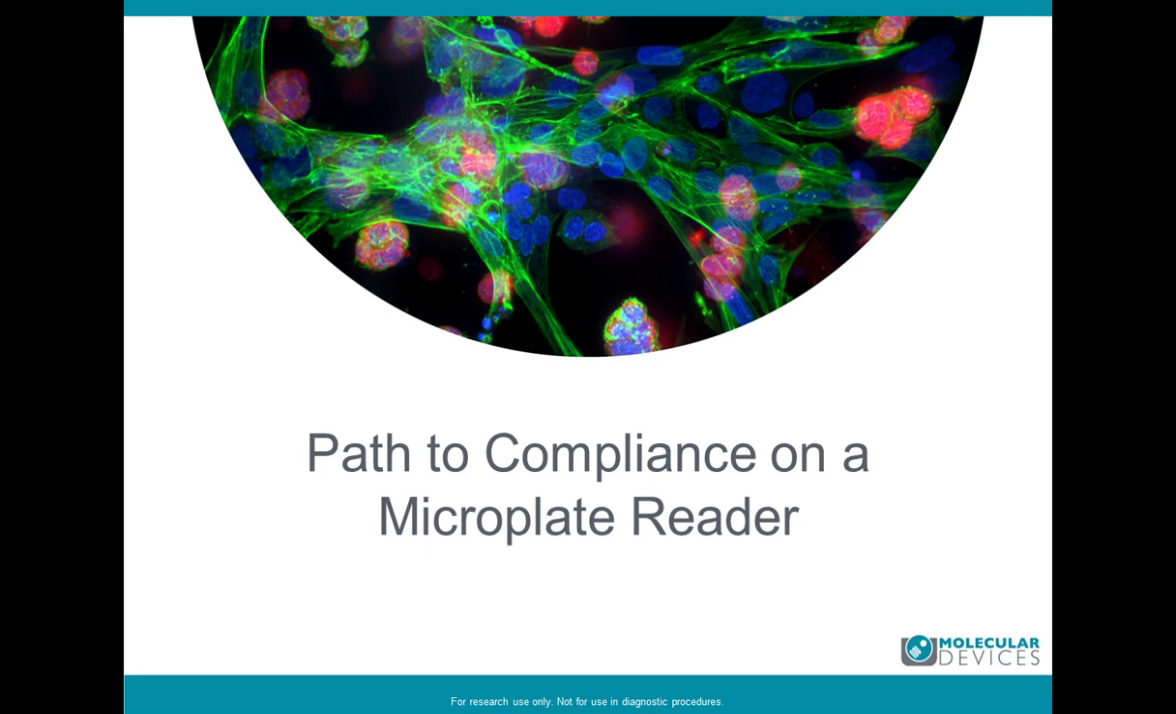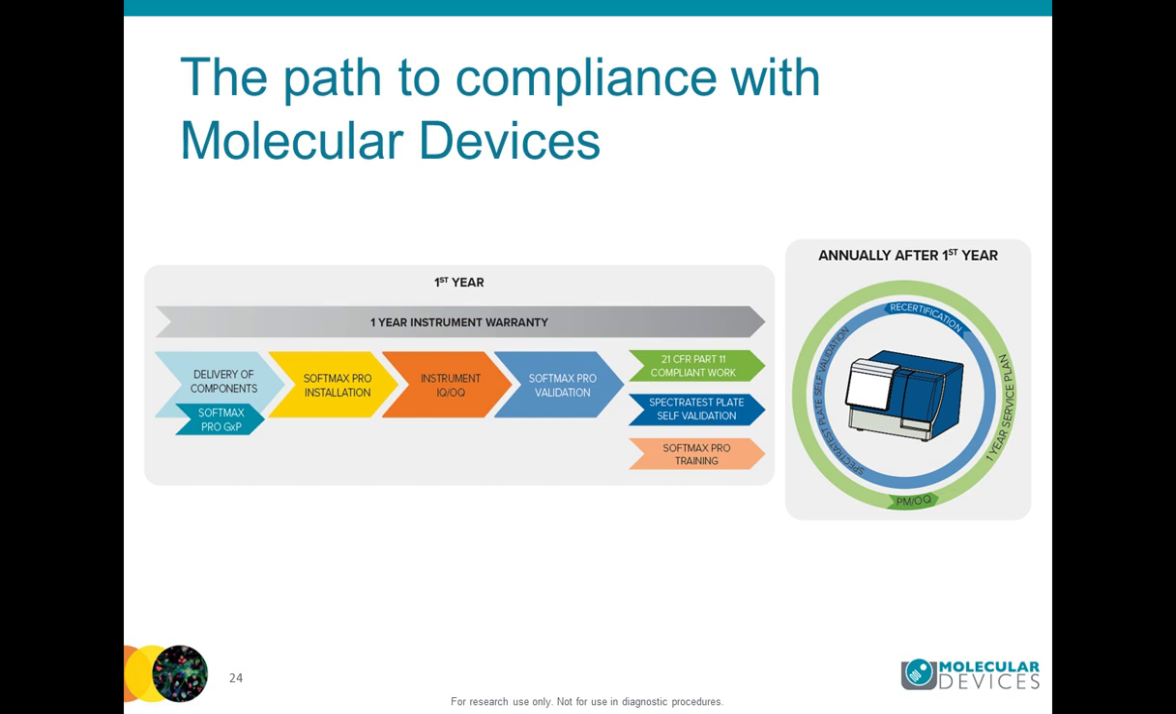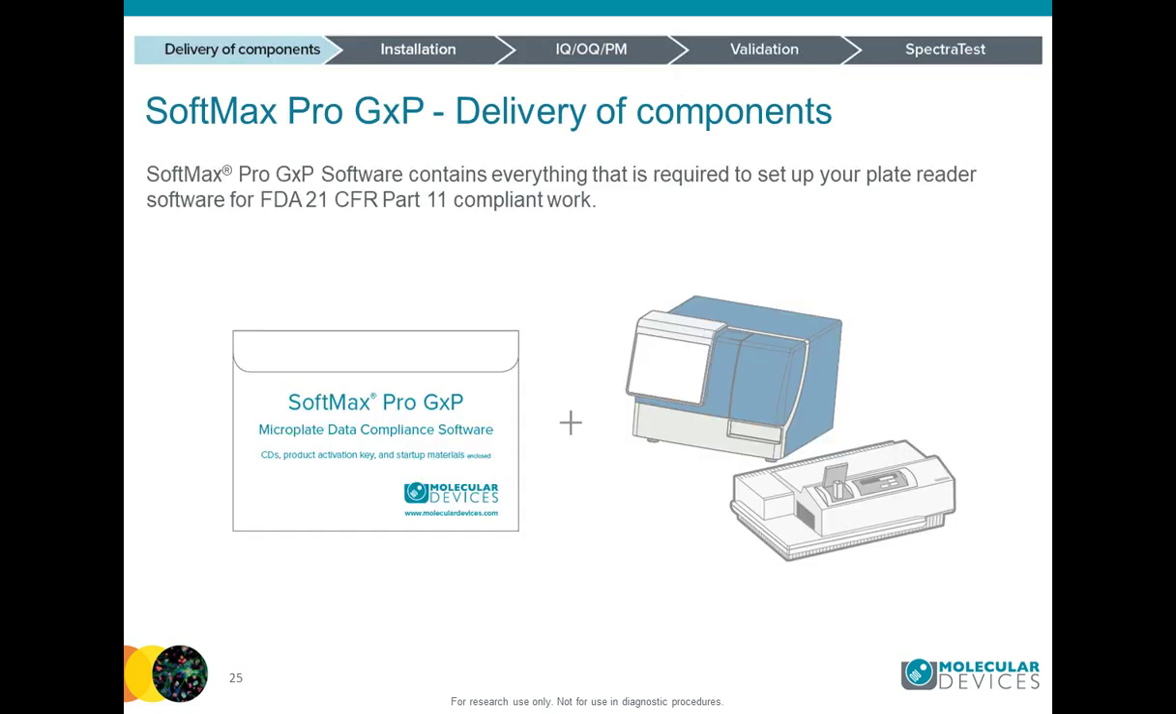So what we're going to look at now is the path to compliance on a microplate reader. In the first year, it begins with the delivery of components. Typically, this includes your microplate reader and SoftMax Pro GxP. GxP software contains everything that's required to set up your plate reader software for FDA 21 CFR Part 11 compliant work.